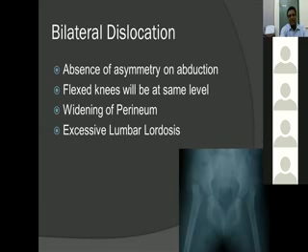Coming to cases of bilateral dislocation, how do they present? Because both hips are dislocated, there will be an absence of asymmetry in abduction. Both sides will abduct in an equal quantity, and the Galeazzi test or the Allis test will again be negative, because both flexed knees will be at the same level. The only sign we can observe is a widening of the perineum, and the patient will have excessive lumbar lordosis. Other tests like telescopy will be positive and the vascular sign of Narath will be positive here.